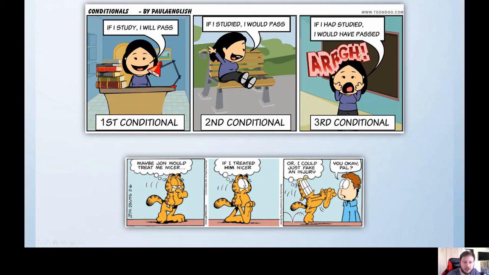And in the third conditional, you can see she's in school. This is probably after the exam, and she's speculating about the past. Oh, if I had studied, I would have passed.